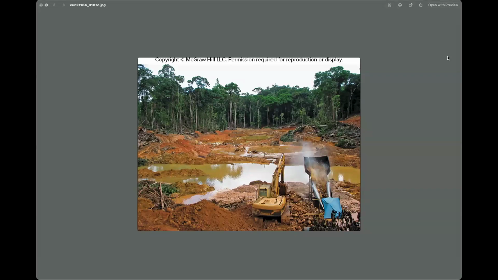dredging. In this case, they're probably looking for gold. I'm judging by this machine here.